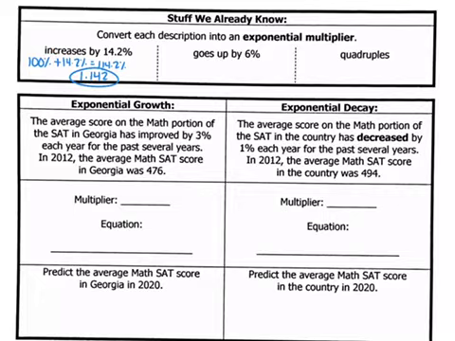For the middle example, we have something that goes up by 6%. So whatever that something is, we're going to be paying or starting with 100% of it. It's going up by 6%. We're adding 6% to that. That gives us 106%. And then we're converting that to a decimal. 1.06 is the multiplier there.